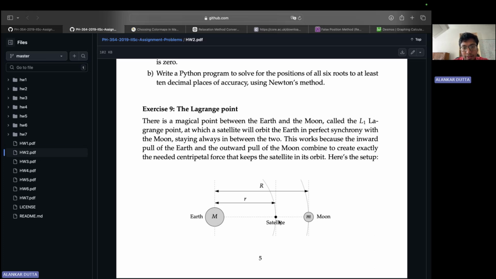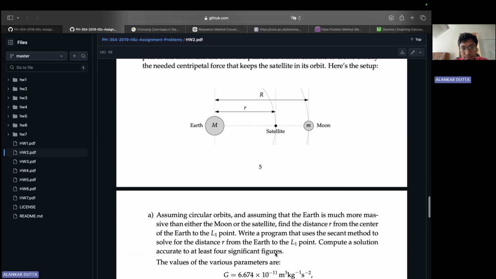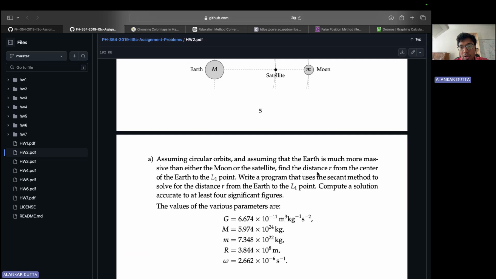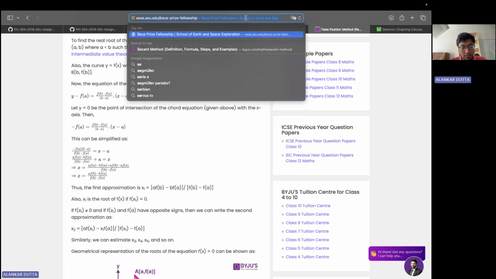And then when these balance the centripetal force, so that the net force between the Earth and the Moon balances the centripetal force. I'm sorry, not just balances each other, but balances the centripetal force. So the satellite can stay in this orbit, which is very stable in such an orbit. So assuming circular orbits, find the distance r from the center of the Earth to the L1 point. Write a program that uses the second method to solve for the distance r of the L1 point and compute at least 4 significant places. So let's see what the second method is.